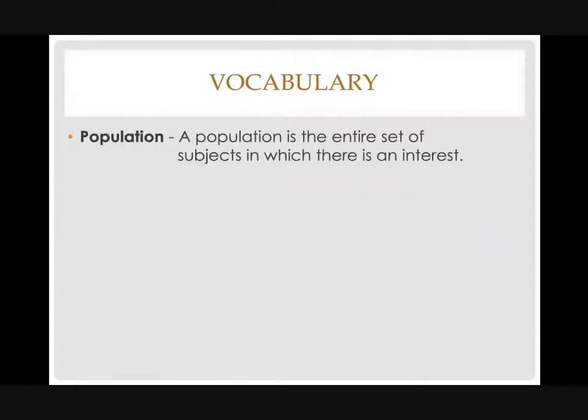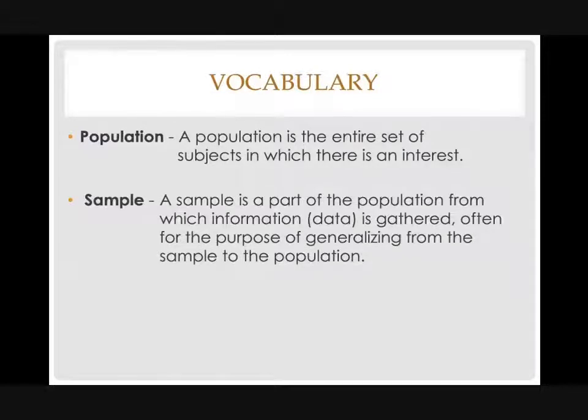So let's go over some vocabulary. Population. A population is the entire set of subjects in which there is an interest. A sample. A sample is a part of the population from which information or data is gathered, often with the purpose of generalizing from the sample to the population. So, for example, if your population is very large, you may only gather information from a sample, which can be indicative of how the whole population is feeling about something.